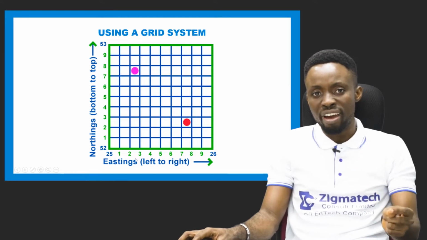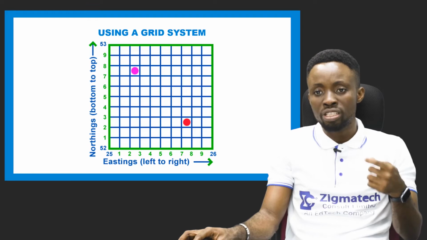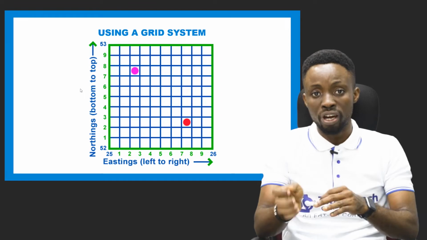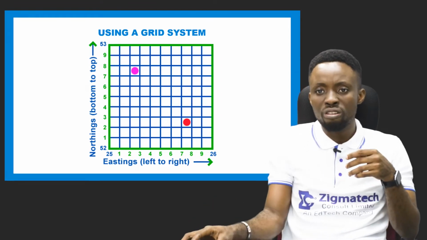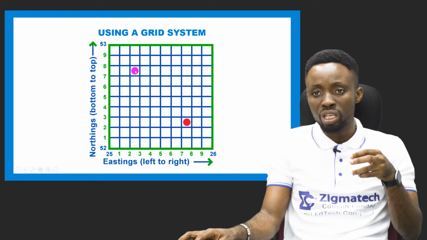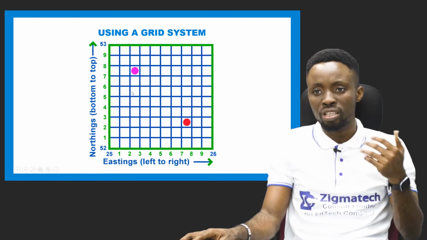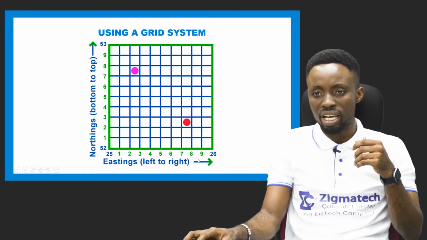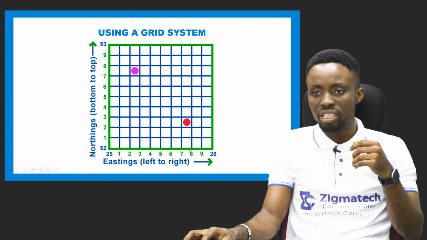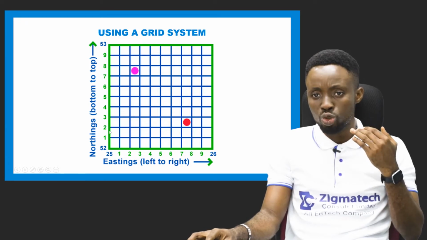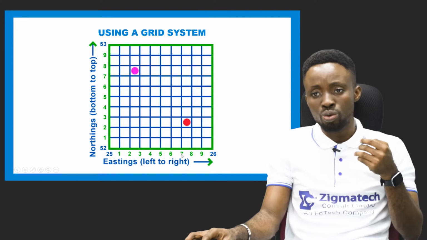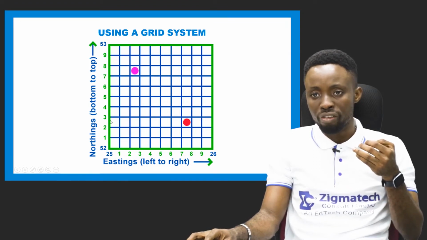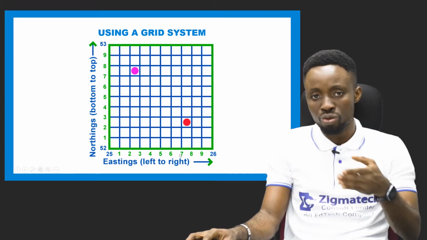So when we are writing the grid line down, we are going to write 025075. That means 0.2.5 and 0.7.5. So the grid location of the pink dot is 025075. Then for the red dot, we have it on the x-axis, that is the easting, between 7 and 8, and on the northings we have it between 2 and 3. So we are going to call it 0.7.5 and 0.2.5. So it's going to be 075025.